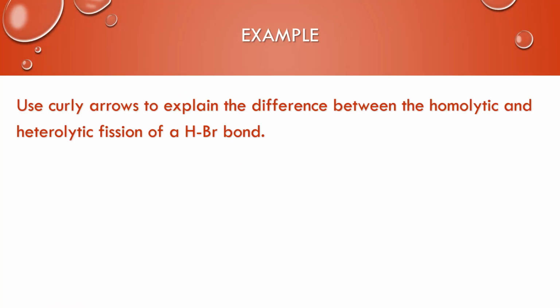This example has us using curly arrows to explain the difference between homolytic and heterolytic fission, specifically for HBr. So I will draw two HBr molecules so we can look at the difference. And remember, in homolytic fission, each atom is going to get one of the two electrons shared in the bond.